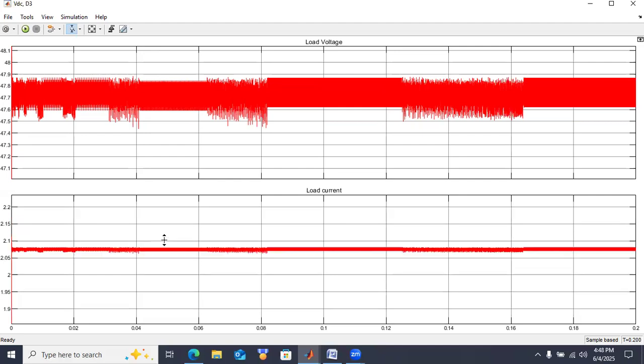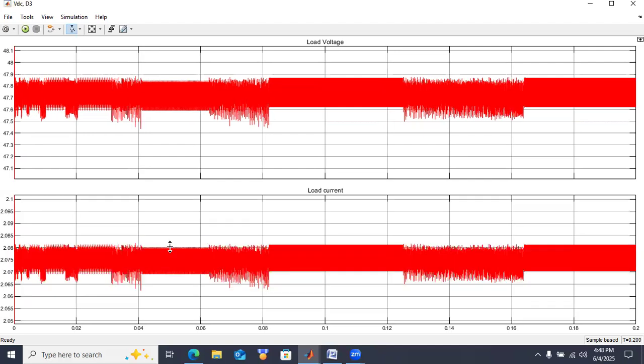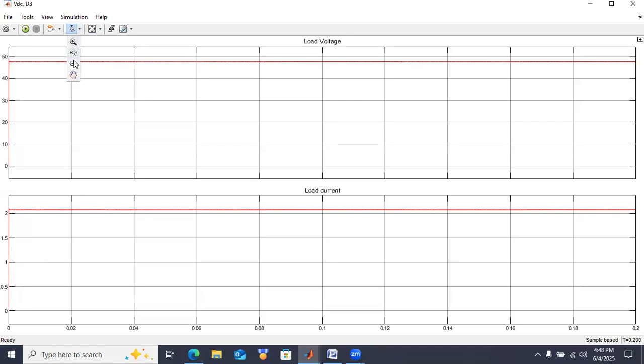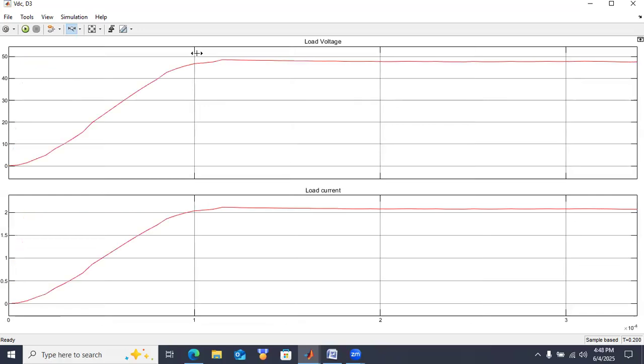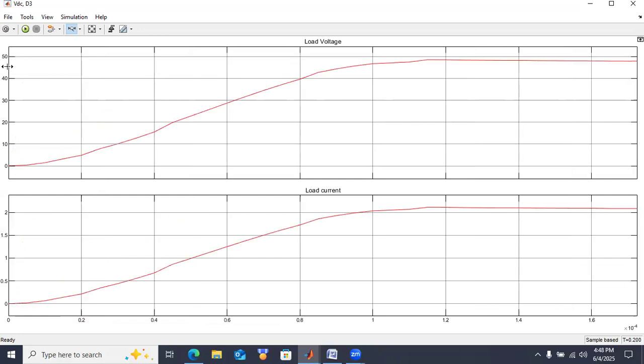Similarly for current, 2.07 to 2.08, so 0.01 amps ripples are there. After that, here this is the settling time. The settling time will be around this point, and that is 0.12 millisecond. Okay, the voltage and current are settled around 0.12 millisecond.